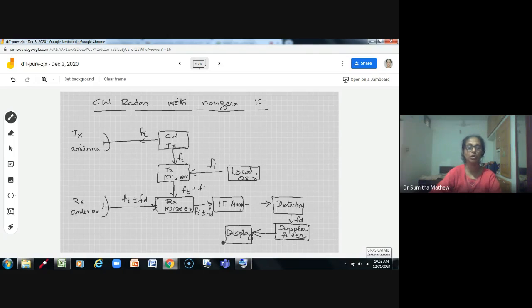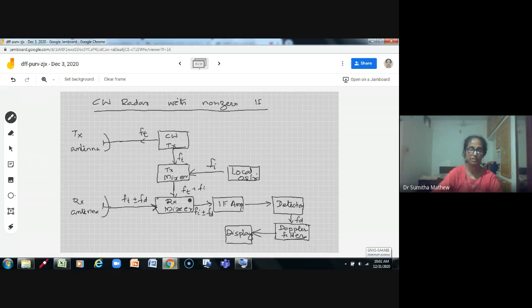This is how the block diagram looks: continuous wave radar with non-zero IF. That means an IF is present, so the receiver operates with a non-zero IF. Separate antennas are used for transmission and reception. The use of intermediate frequency in the receiver minimizes the noise effects. Flicker noise effects are minimized in this superheterodyne type of receiver.